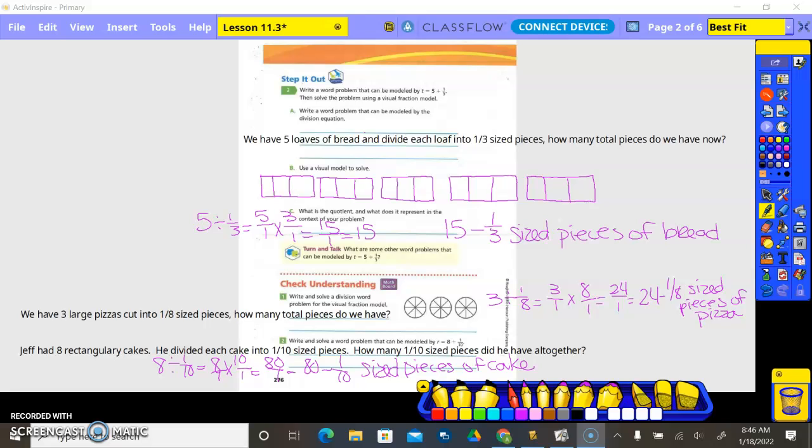The next one, number 2, write and solve a word problem that can be modeled by r equals 8 divided by 1/10. So we said Jeff had 8 cakes. That should be rectangular. So we need the y after there. Okay. He divided each cake into 1/10 size pieces. How many 1/10 size pieces did he have altogether? So we worked it out then over to the side. So 8 divided by 1/10 equals 8 over 1 times 10 over 1, which equals 80 over 1, which then in return equals 80 1/10 size pieces of cake.